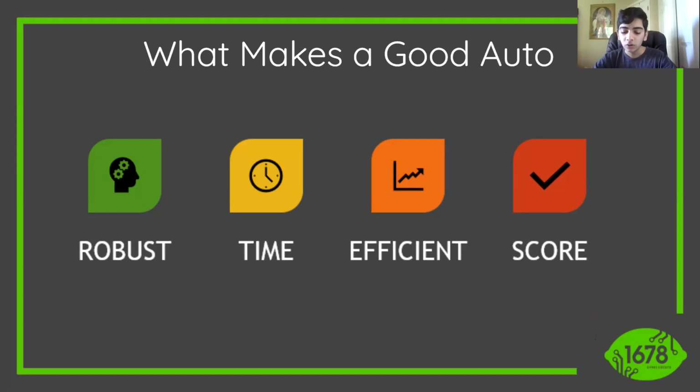Of course, we also want to make sure that our auto is good enough for time. We want our auto to work within those 15 seconds, and we want to make it as time efficient as possible. We want it to move as fast as possible so that we can get everything we want done in that time. This means our auto needs to be efficient.